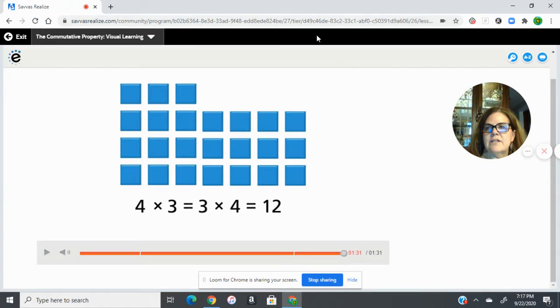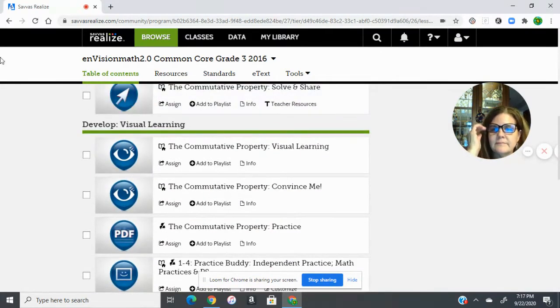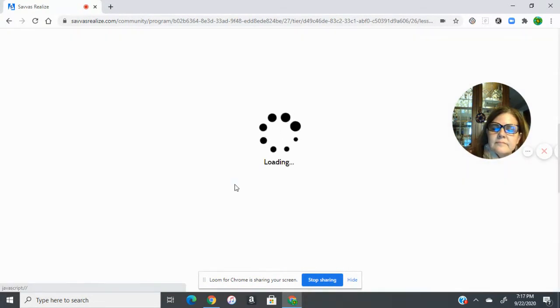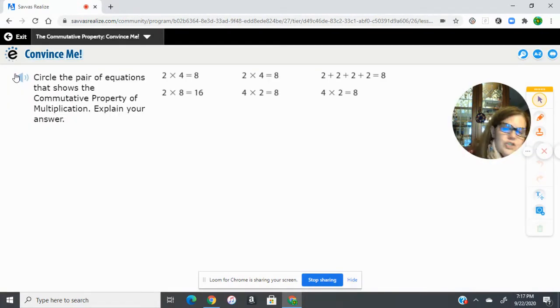All right, let's go to our convince me really quick. And that's at the bottom of page 26. Circle the pair of equations that shows the commutative property of multiplication. Explain your answer. Okay, so looking here, 2 times 4 equals 8.